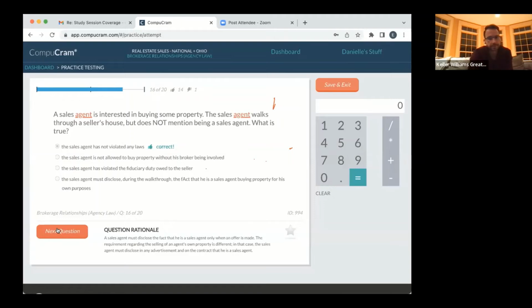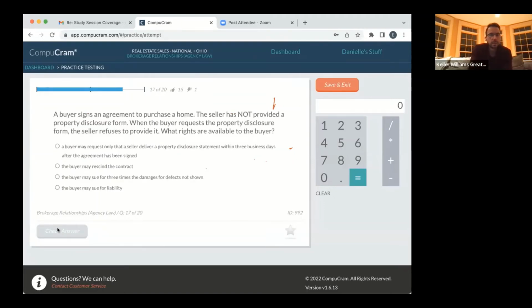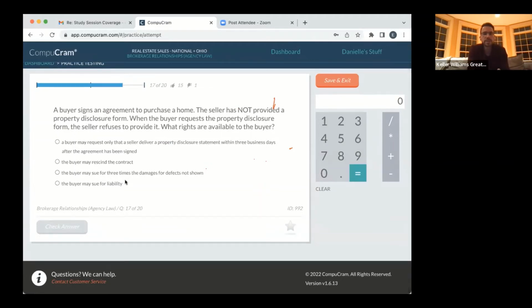A is correct. Moving on. A buyer signs an agreement to purchase a home. The seller has not provided a property disclosure form. When the buyer requests the property disclosure form, the seller refuses to provide it. What rights are available to the buyer?